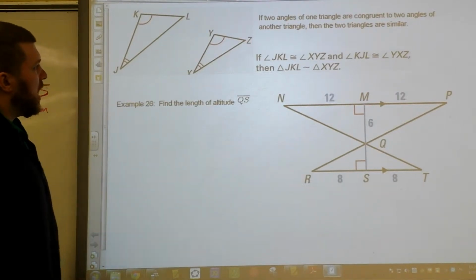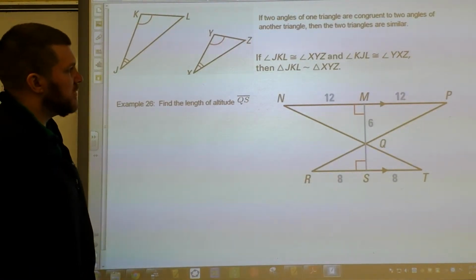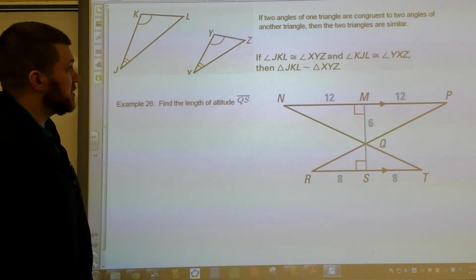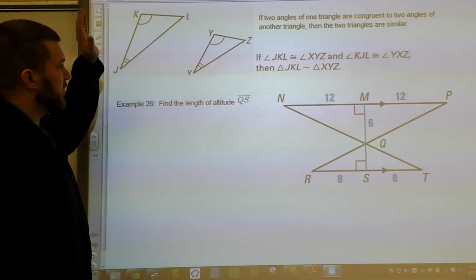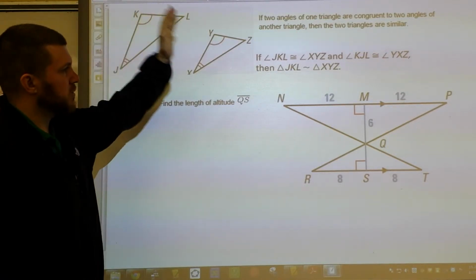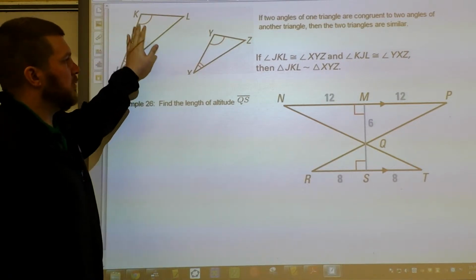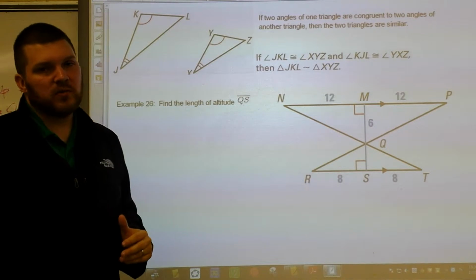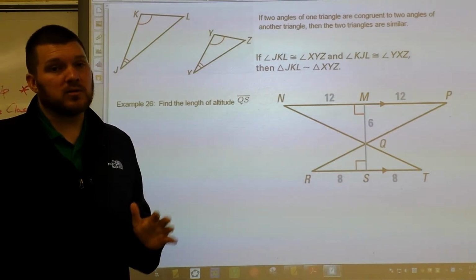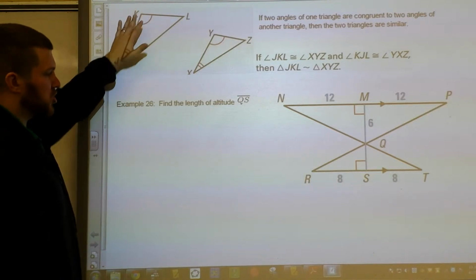All right, and we know that if two angles of one triangle are congruent to two angles of another triangle, then the two triangles are similar. So for triangles, and this only works for triangles, if we have two angles congruent to two angles of the other triangle, and that's all we know, then automatically we can say that these two triangles are similar. We would need more information to say that the two triangles are congruent. But all we need to say similar is just two angles.